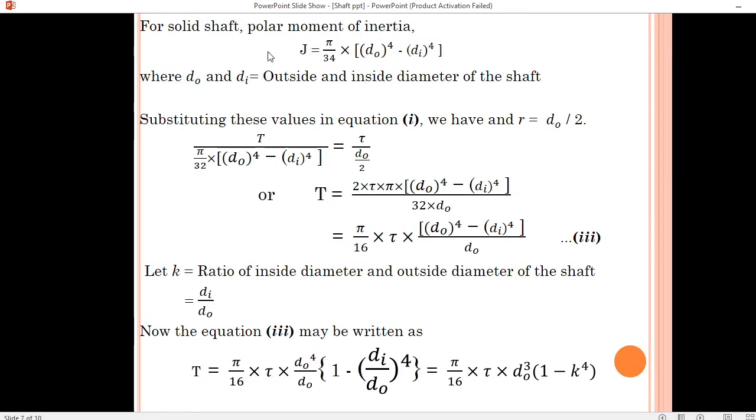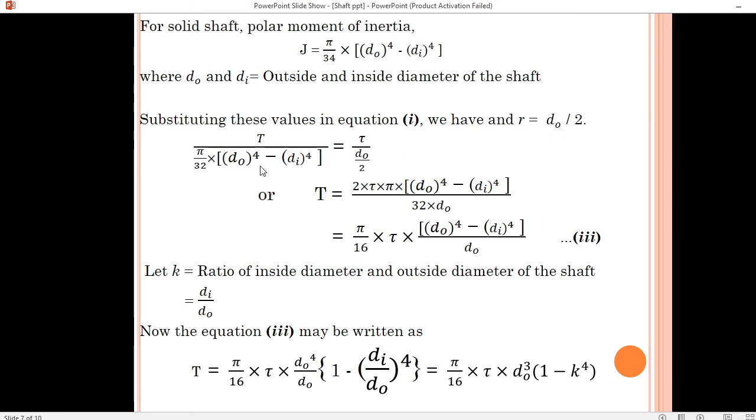So for a hollow shaft, what happens? J is equal to what? Pi by 32 into d0 to the power 4 minus di to the power 4. Next, what are d0 and di? Outer and inner, the outside and inside diameter of the shaft. And what is R? R is equal to d0 by 2.